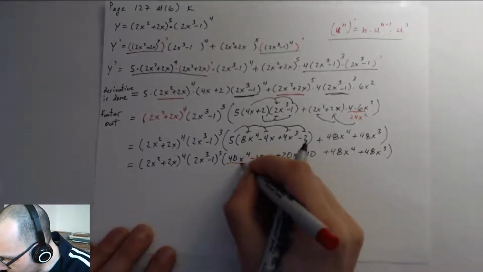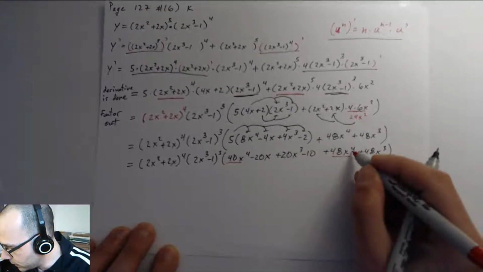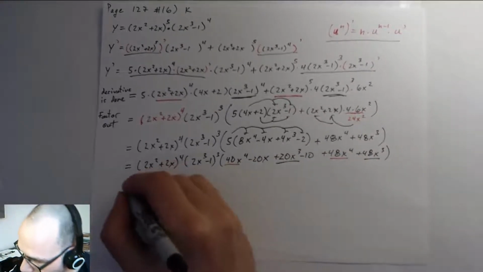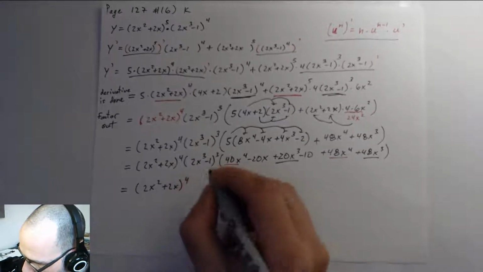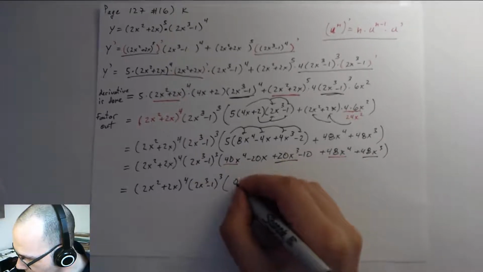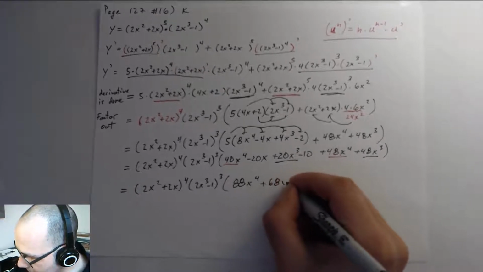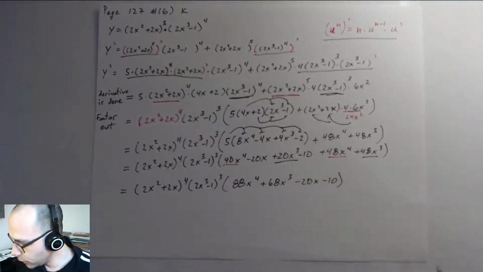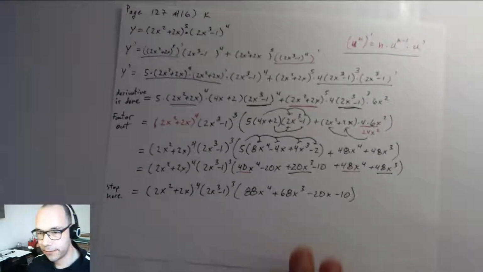And then you have to combine the terms that are with the same power of x. So this one with this one, there's going to be also this one with this one. So you have to combine those. So it's going to be (2x squared plus 2x), all of that to the power of 4, (2x cubed minus 1), all that to the power of 3, and then it's going to be 88x to the power of 4 plus 68x to the power of 3 minus 20x minus 10. You stop here. Stop here for the exam.